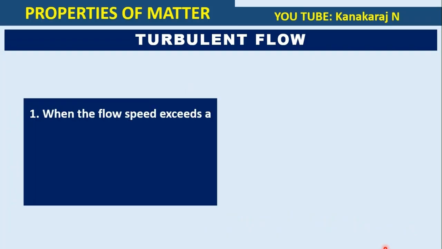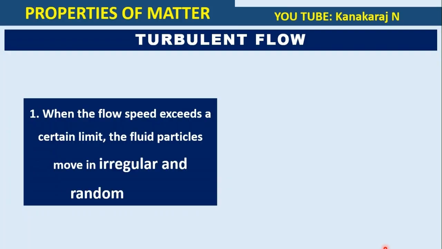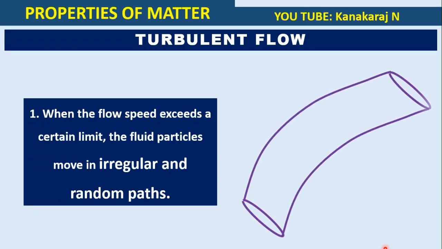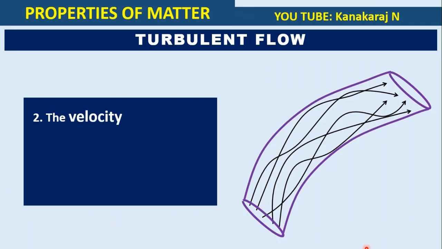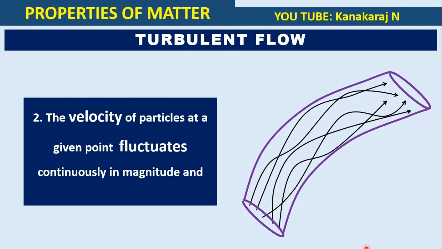1. When the flow speed exceeds a certain limit, the fluid particles move in irregular and random paths. Here you have a tube. The lines intersect, moving in different velocities. 2. The velocity of a particle at a given point fluctuates continuously in magnitude and direction.